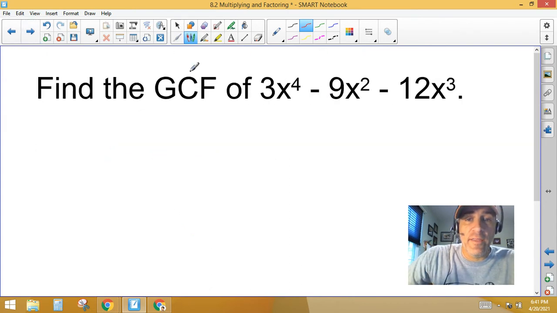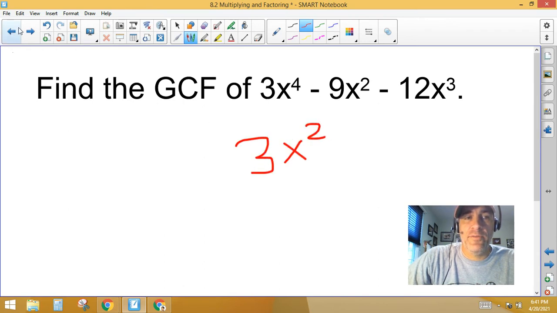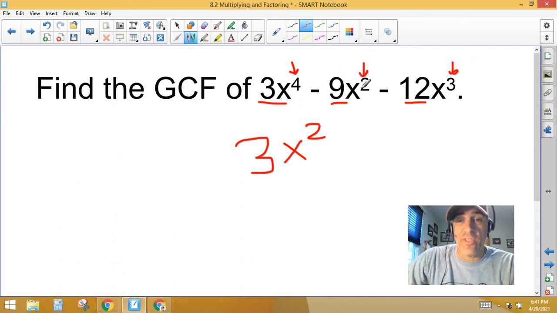So now you try. Take a second or two or a minute. Find the GCF of this. Hopefully you came up with 3x squared. They all have a 3 in the constant, the coefficient, and the smallest exponent that they share is a 2.